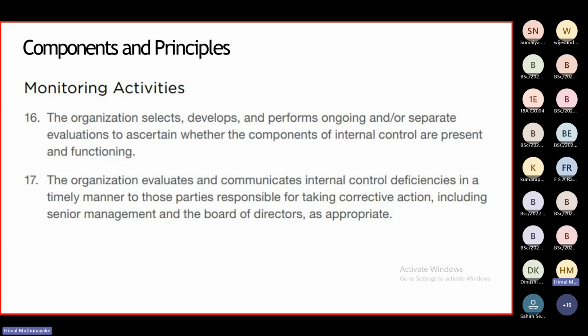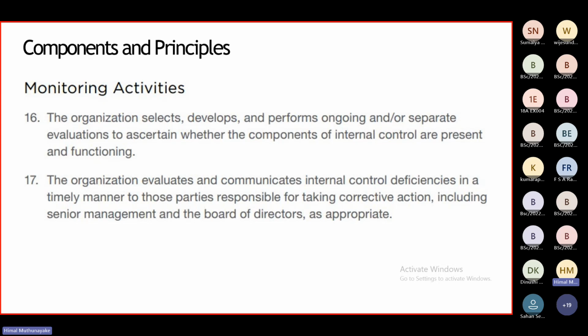So we can do an ongoing or separate evaluation, right? To check whether all the internal controls are present according to your requirement, and all these are functioning accurately. That you have to check.